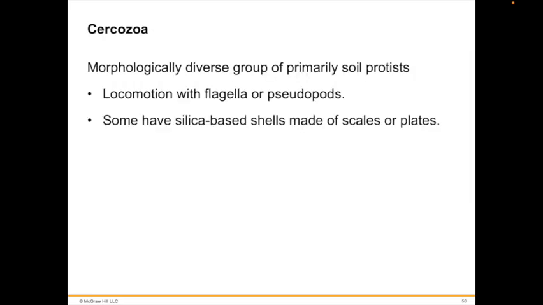And now the Cercozoa. Like the marine radiolarians, the Cercozoa have silica exoskeletons, but most are found in soils. The Cercozoans ingest green algae and may provide clues to the evolution of endosymbiosis.